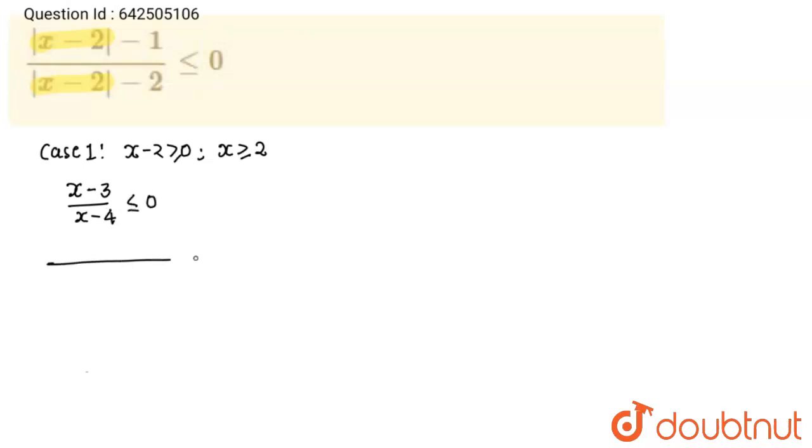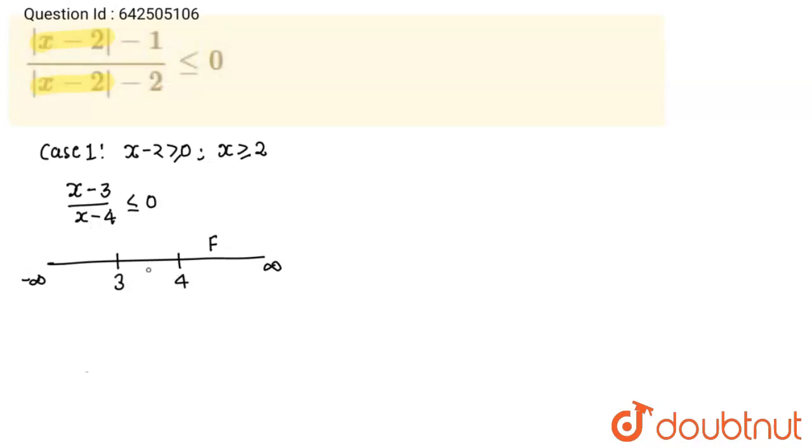Now I am going to draw a number line, minus infinity to infinity, and this is 3, and I'm going to take 4. Any number greater than 4, if you take, then this statement is going to be false, because x minus 3 is positive and x minus 4 is positive, and positive upon positive is positive, and positive is not less than 0. So this part is false.